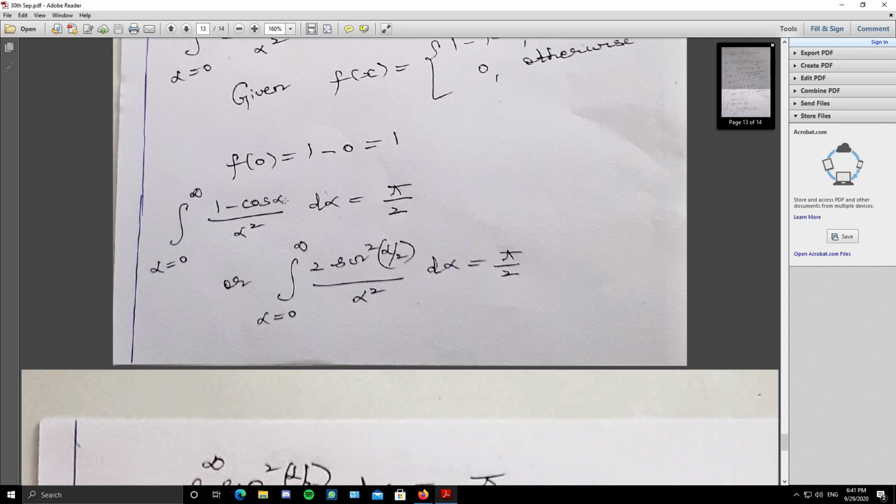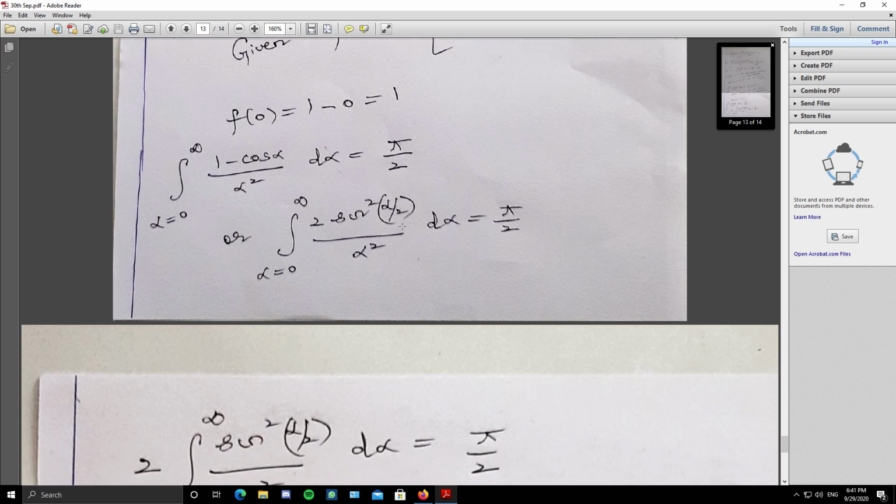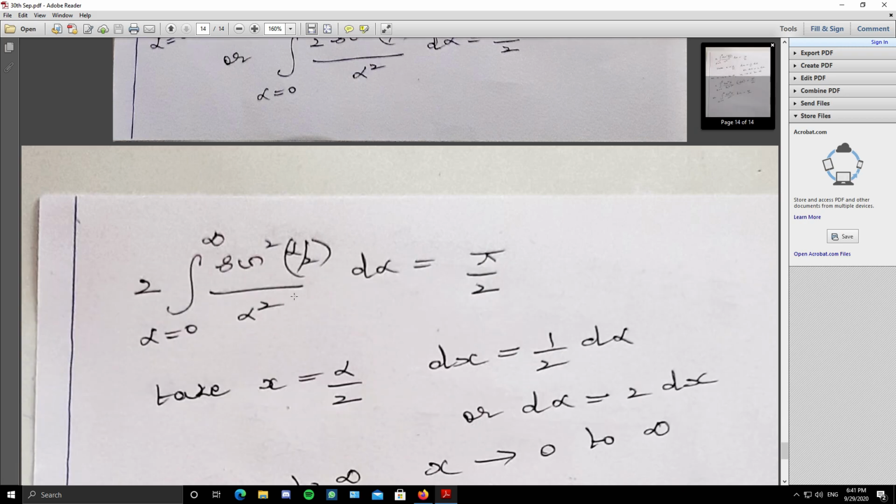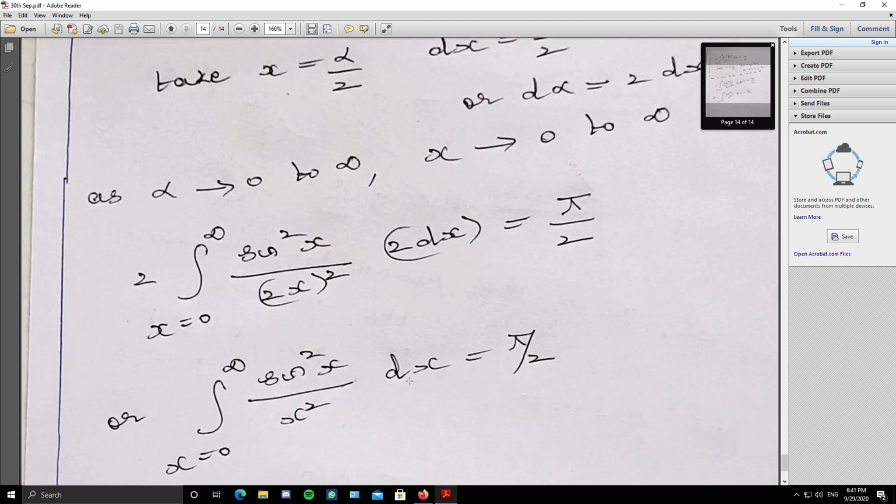Then what is 1 minus cos theta? 2 sine square theta by 2. Then we have taken alpha by 2 as x, and finally we have got this answer. So practice this. With practice you will find it easy. As you listen to the lecture, write every step in the notebook and understand every step. With practice you will find it easy.